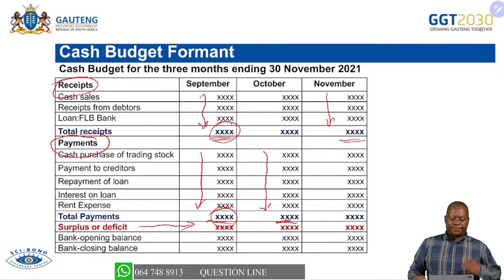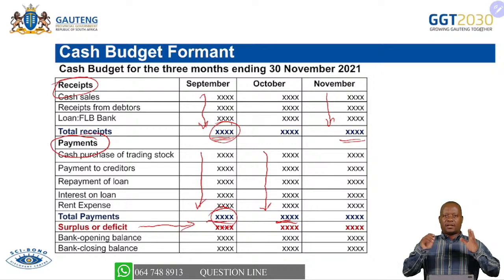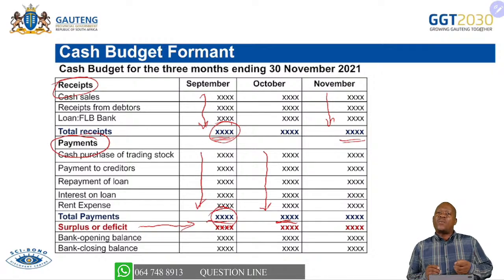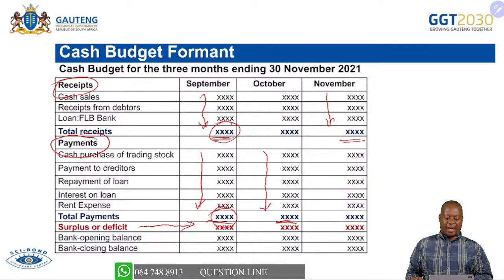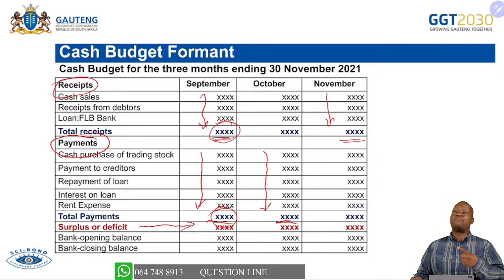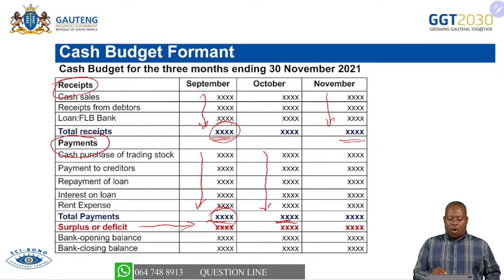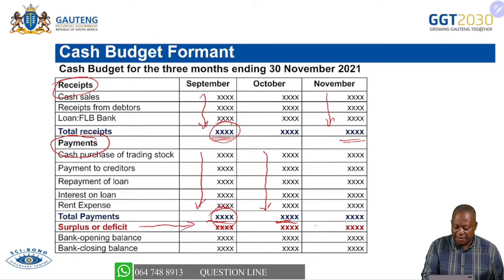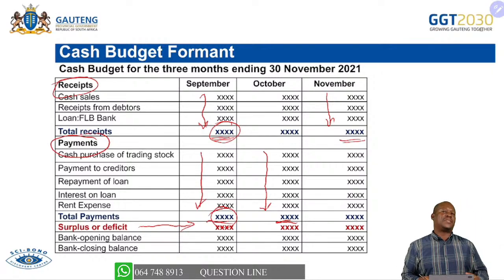Sorry about that. A surplus arises when we are receiving more, or we are expected to receive more, than the payments. A deficit results where we are having fewer receipts than the payments we have got to make. So if the payments are more than the receipts, then it is a deficit. So whatever we are going to have here in red, it can either be a surplus or a deficit.